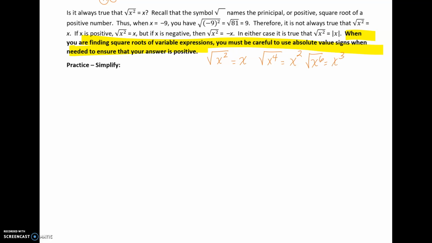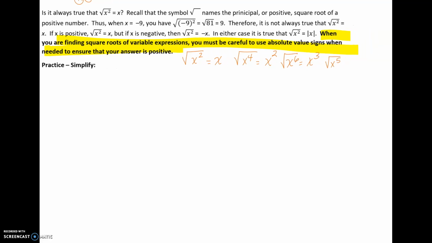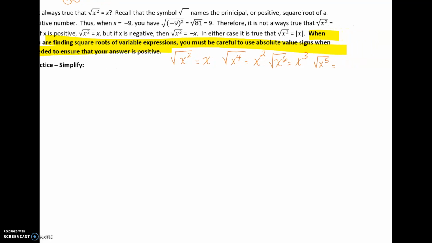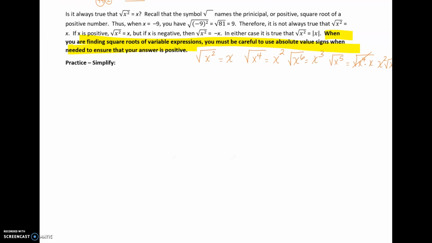Now, what if we're taking the square root of an odd exponent, such as the square root of x to the 5th? Well, if I have the square root of x to the 5th, I turn it into as many evens as I can and leave the remaining odd. Because I know that the square root of x to the 4th is a perfect square. Half of 4 is 2, so that becomes x squared on the outside, and then I leave the x that is not the perfect square on the inside.